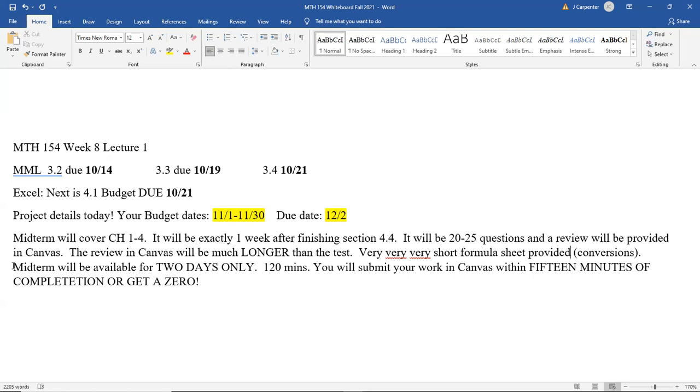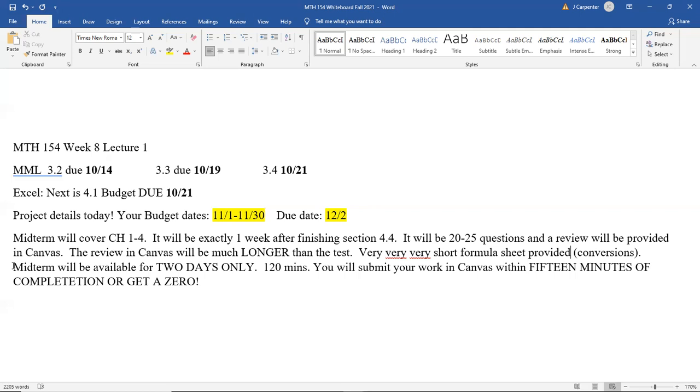So again, it's going to be available for only 2 days, and we will be explicit on which 2 days they will be available. You cannot take the midterm late. If you try and take the midterm late, you're not going to be able to. We're going to have to figure out something depending on your situation. If you have some type of medical documentation, we can work around that. But in general, I don't do makeup exams.